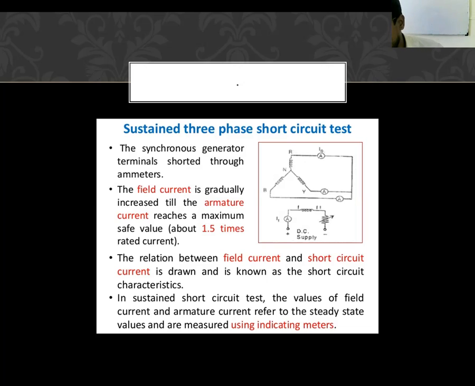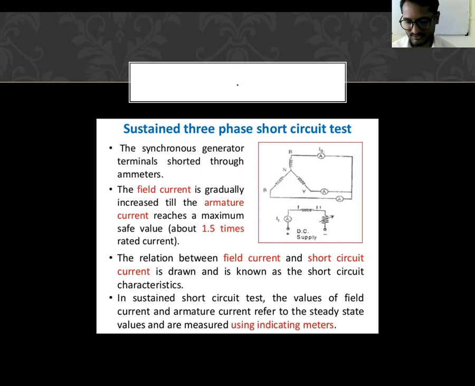Draw a graph between the armature current IA and the field current IF. The curve obtained is called the short circuit characteristics, SCC. We have to short the 3 phases in case of the short circuit test.